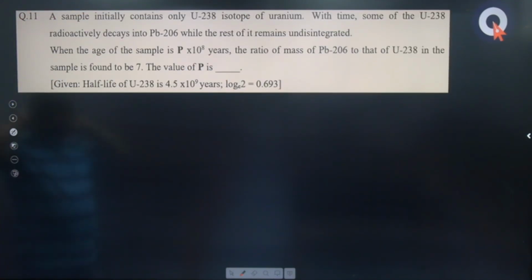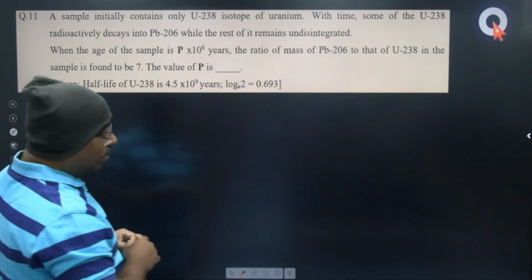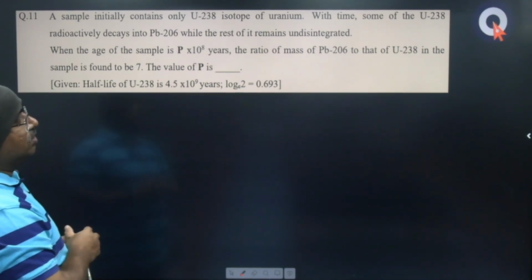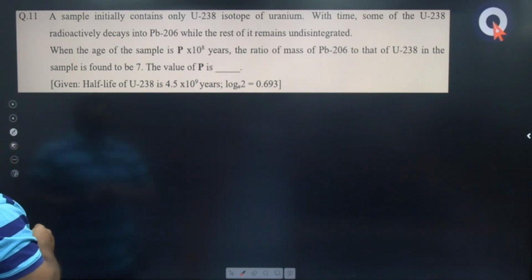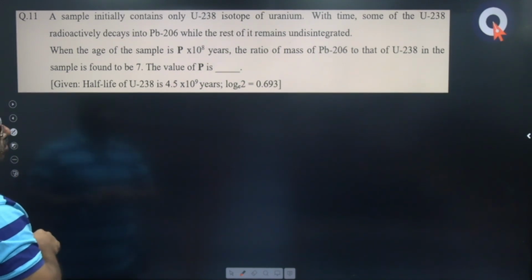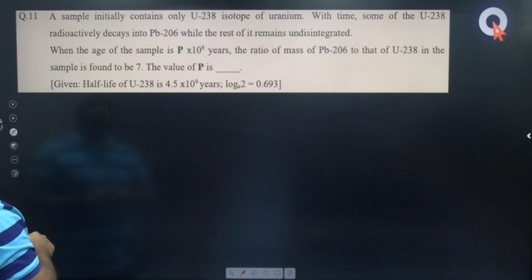Now, a sample initially contains only uranium-238. Then with time, some of the uranium-238 is converted into lead-206. The rest remains undisintegrated. When the age of the sample is 5 × 10^8 years, the ratio of the mass of lead-206 to uranium-238 is 7. What is the value of P?